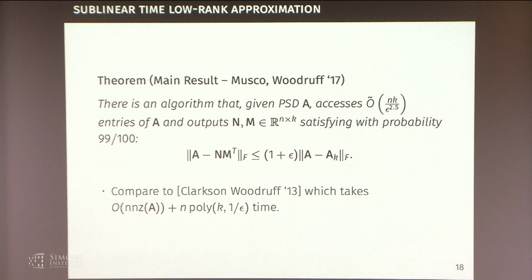And if you compare this to, for example, a state-of-the-art runtime for regular matrices like Clarkson-Woodruff 2013, your runtime looks like nnz(A), the time to read the matrix, plus n poly k over epsilon time. Basically, our runtime looks just like the second term of this. We're basically totally wiping out the need to read the matrix.